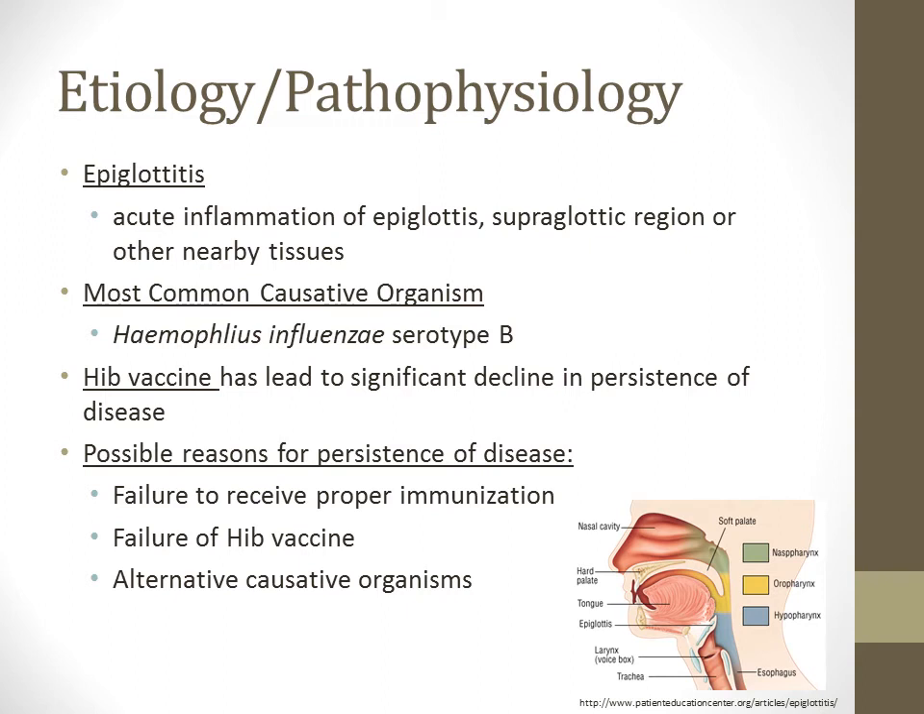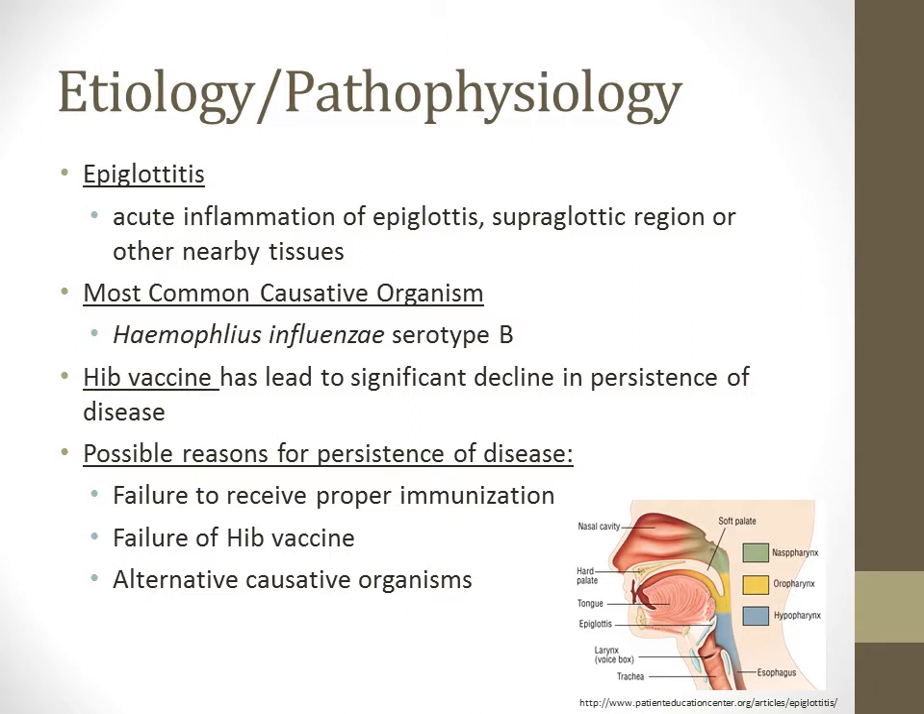What is epiglottitis? It is the acute inflammation of the epiglottis, supraglottic region, or other nearby structures. It's most commonly caused by Haemophilus influenzae type B, and since the development of the Hib vaccine, there's actually been a 99% decrease in the number of invasive Hib cases in the United States. But that statistic applies to not only epiglottitis, but also meningitis and pneumonia that are caused by Hib.